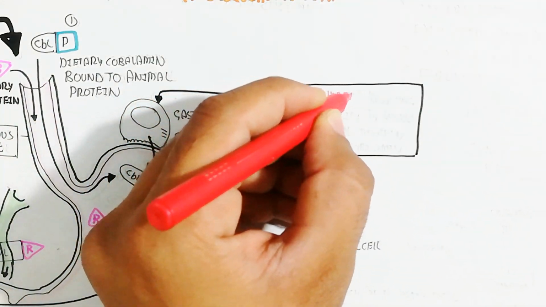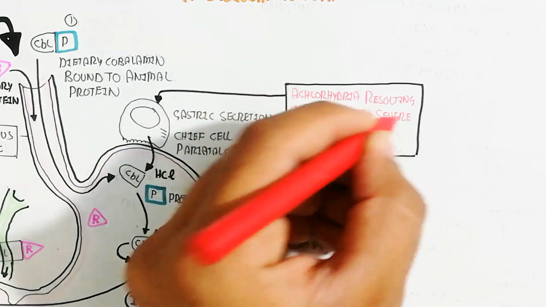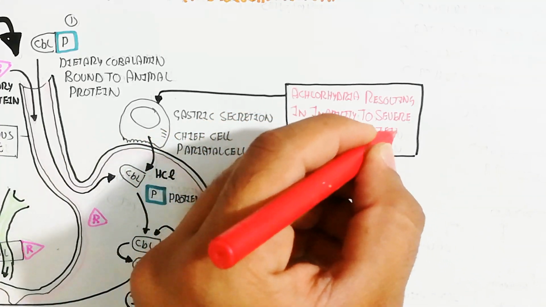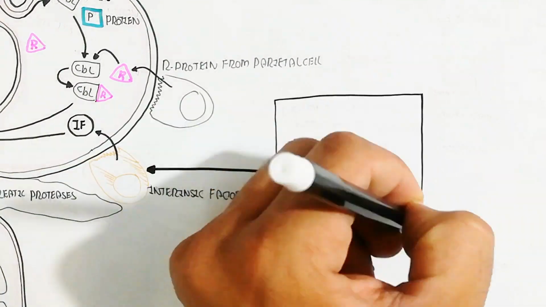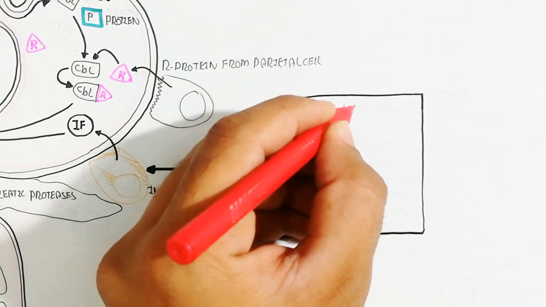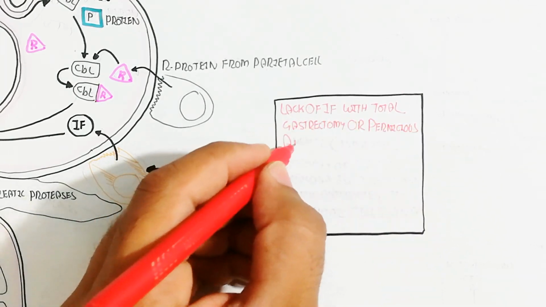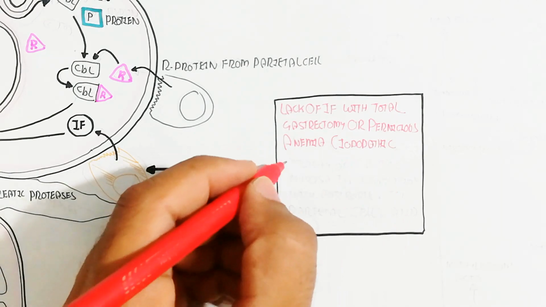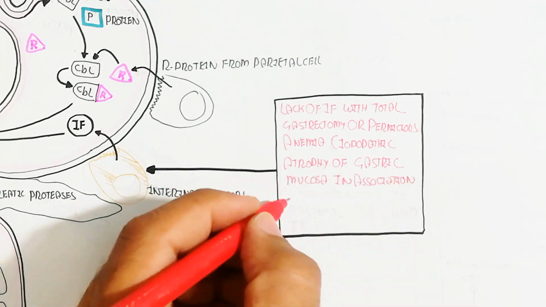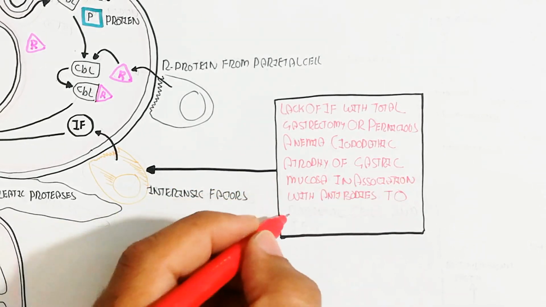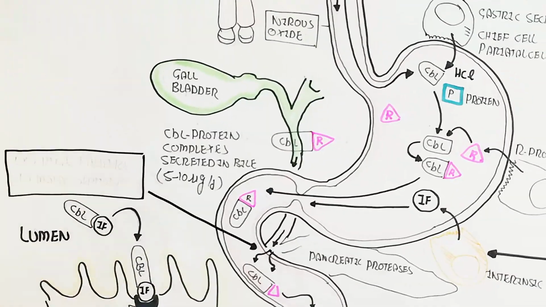Achlorhydria results in inability to release the cobalamin from the animal protein. In this way, the gastric secretion will be abnormal. On the other hand, lack of intrinsic factor occurs with total gastrectomy or pernicious anemia, idiopathic atrophy of the gastric mucosa in association with antibodies to parietal cell and intrinsic factor, which will cause deficiency of absorption of cobalamin because the intrinsic factor collapses.